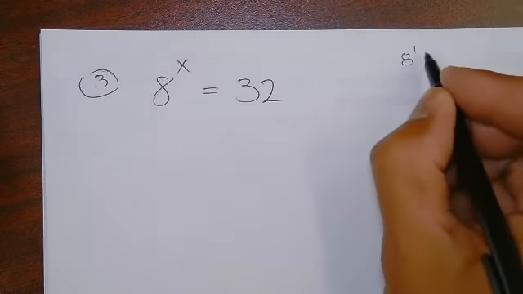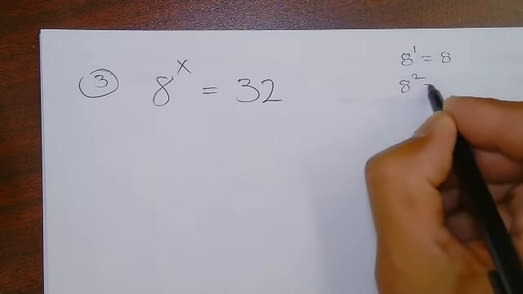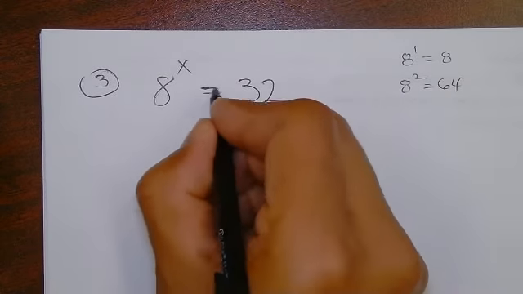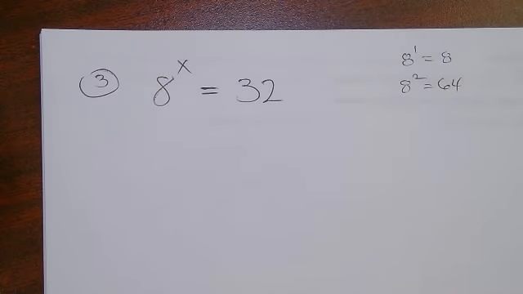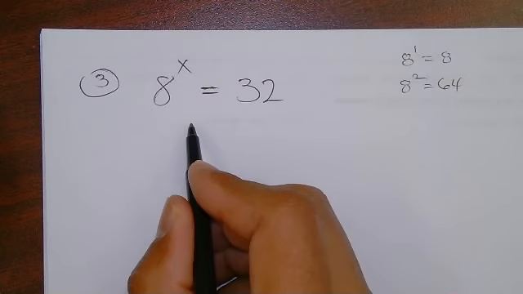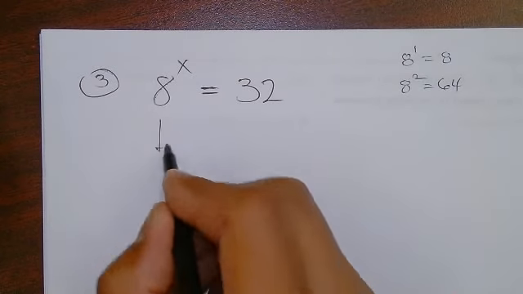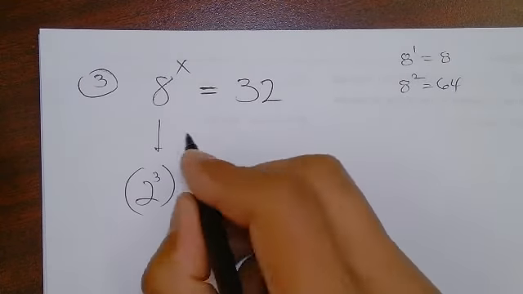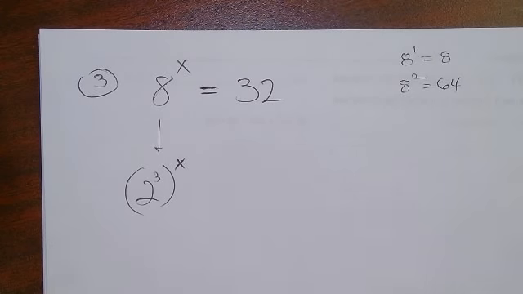Can 8 be the common base? Well, let's see. 8 to the power of 1 is 8. 8 to the power of 2 is 64. It can't be 8, huh? No. Anybody know what other number is going to work? 2. Very good. The common base is going to be 2. So this is going to be 2 to the power of 3. Your 8 is now 2 to the power of 3, but you got that x up there, so don't forget that.